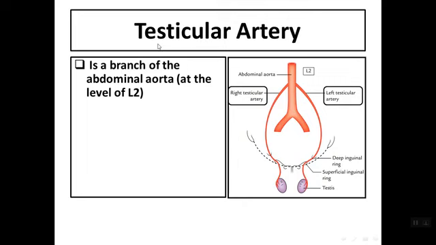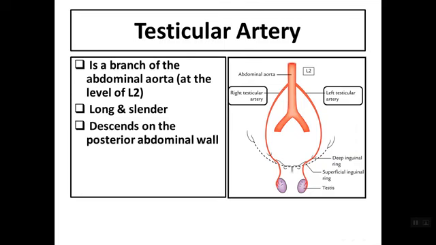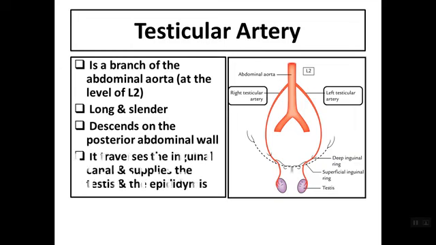Testicular artery. The testicular artery, or gonadal artery, is a branch of the abdominal aorta at the level of L2. It is a long, cylindrical artery that descends on the posterior abdominal wall in a retroperitoneal route, then traverses the inguinal canal with the structures of the spermatic cord and supplies the testis and the epididymis.